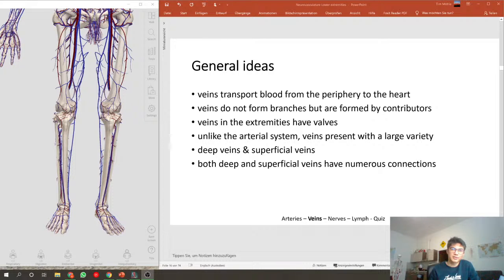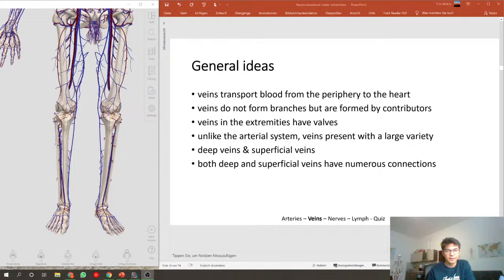So while arteries have branches, veins are formed by contributors. We'll go through some examples here, but please keep that in mind, and examiners don't like to see that you say it with branches and that you confuse the direction of blood flow.